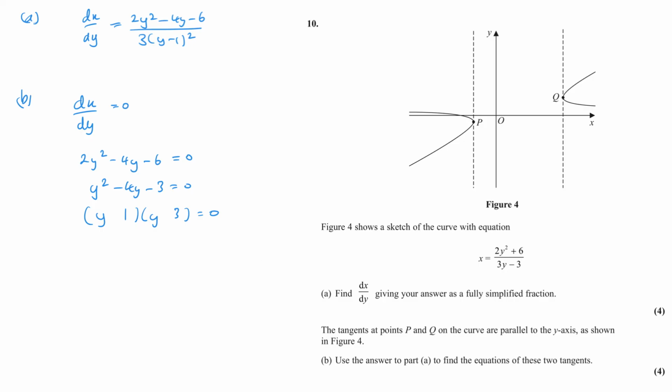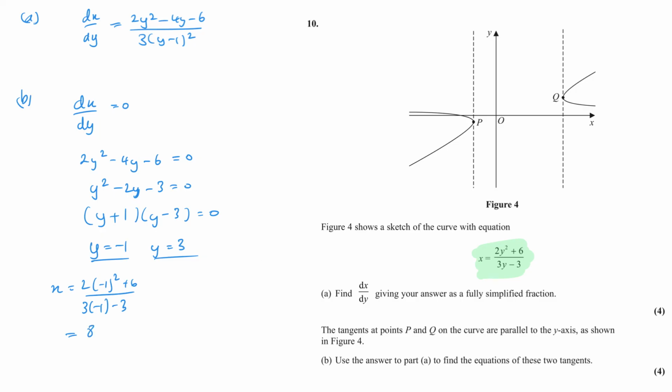Oh, sorry. Not minus 4, I was wondering then, 2y. So 3 and 1. The 3 is minus, and the 1 is plus. So y equals negative 1, y equals 3. And now I need to substitute these into this. So into this. So x equals 2 times minus 1 squared plus 6 over 3 times minus 1 minus 3.